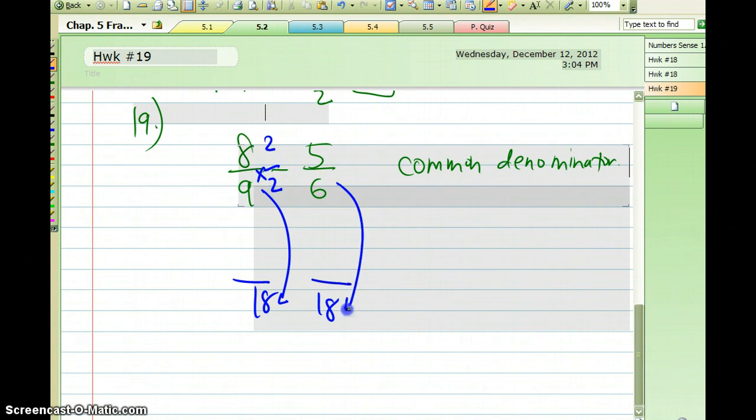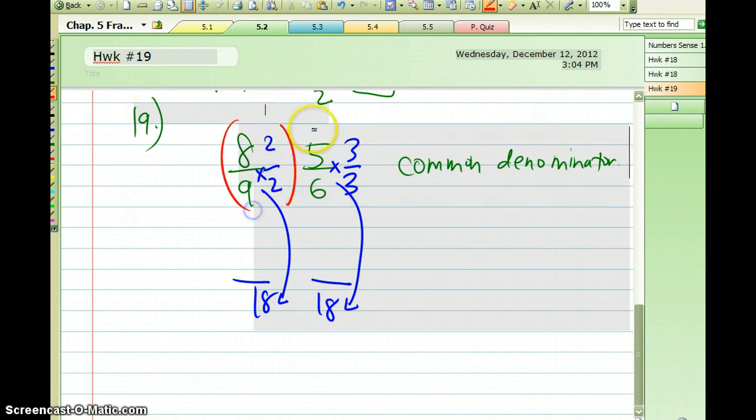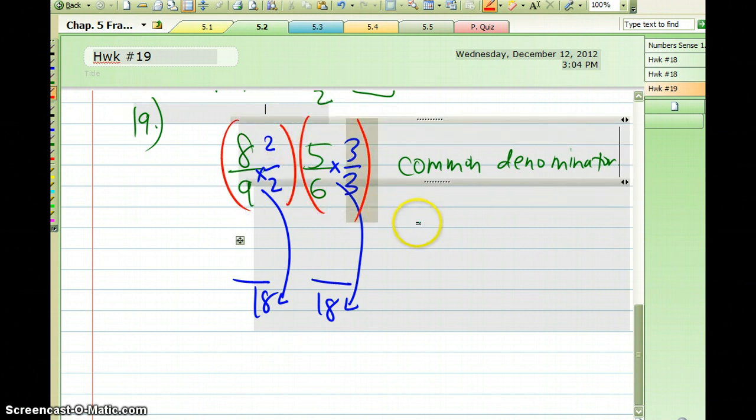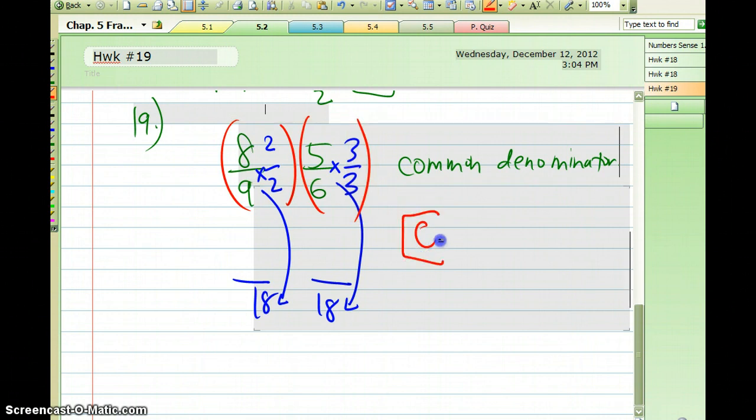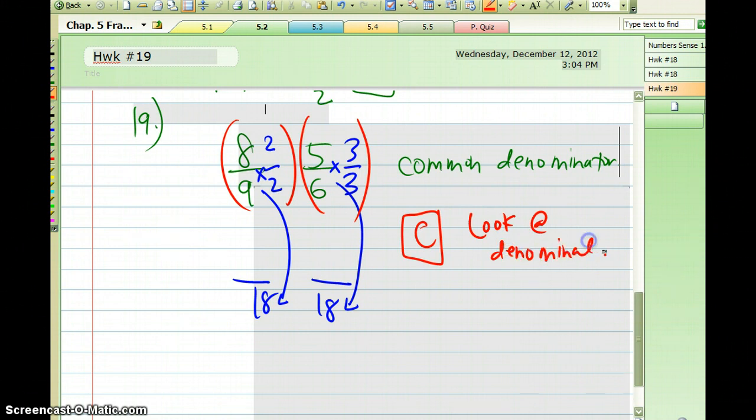How does 6 become 18? I multiply 3 in the numerator, 3 in the denominator. So what you do as a step here and here gives you the answer that looks like C, where you're multiplying those fractions. If you look at the denominator in answer C, you will see 9 times 2 and 6 times 3, which both give you 18. The other choices don't give you that.